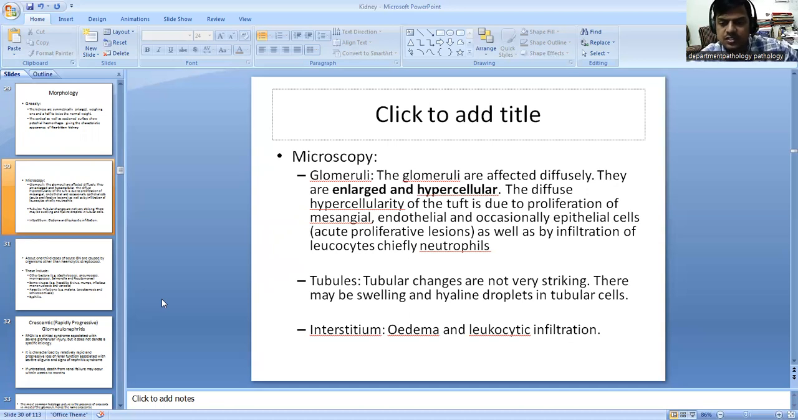Tubular changes are not very striking. There may be swelling and hyaline droplets in the tubular cells. In the interstitium, there is edema as well as leukocytic infiltration.